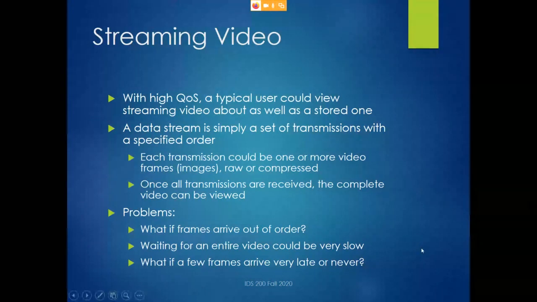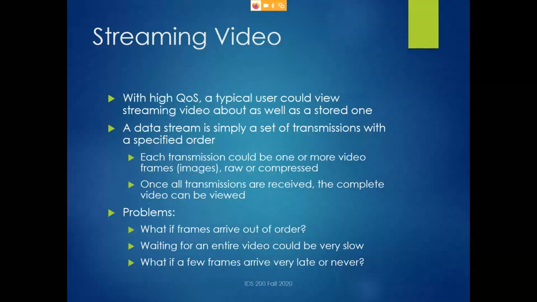Now, what are some key problems? Well, number one, what happens if frames arrive out of order? If you're missing an early frame, you might have to wait a very long time. You get all the later frames, but you miss an earlier one. Well, the video has to be on pause until that earlier frame arrives.